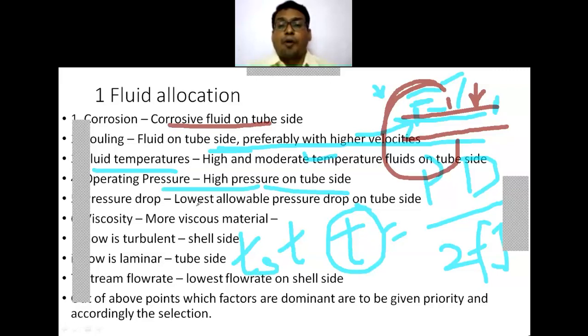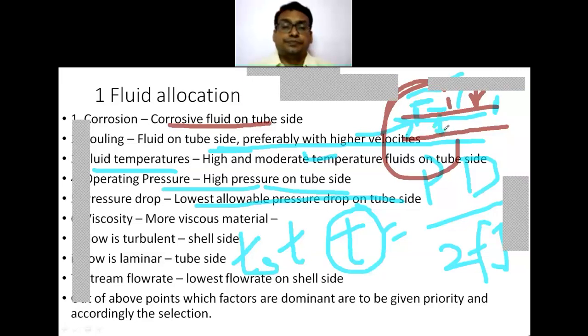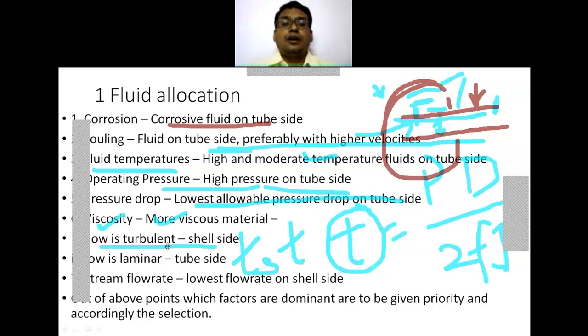Then pressure drop: the lowest allowable pressure drop is on the tube side. Now if the flow is turbulent, then come to the viscosity. If it is a more viscous material and the flow is turbulent, then we can use it on the shell side. And if the flow is laminar, we are going to use it for the tube side because of velocity considerations.